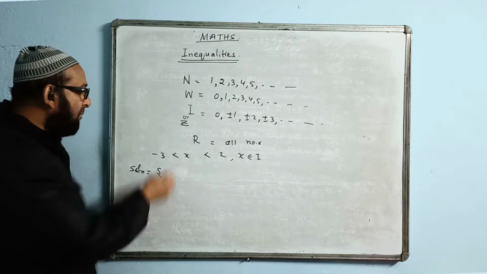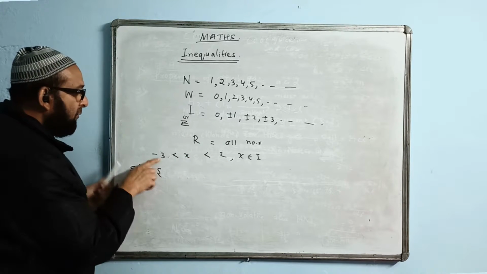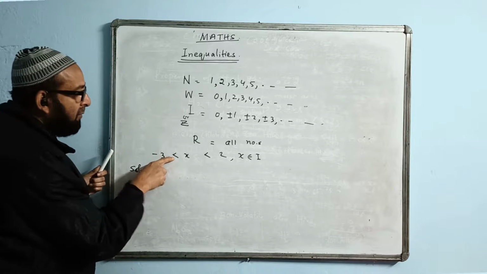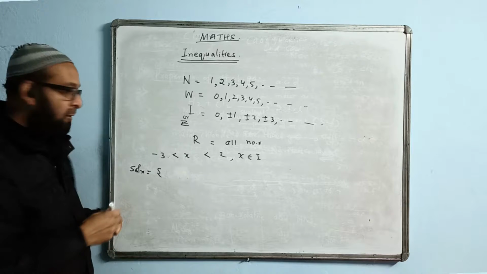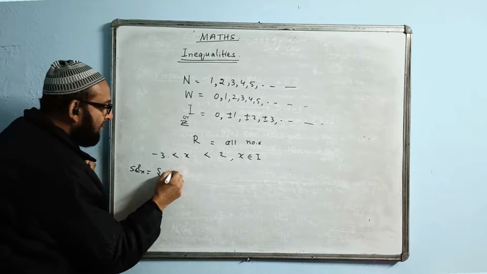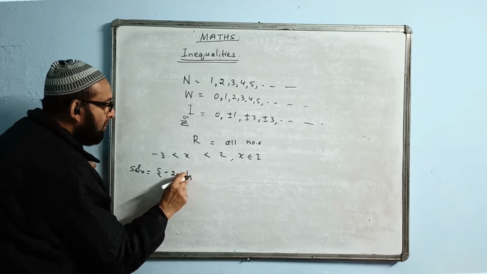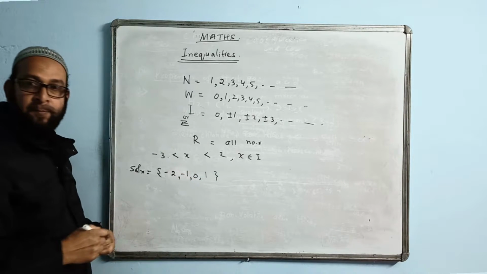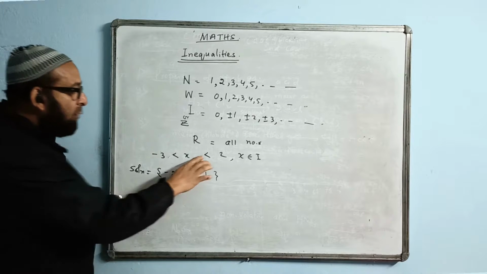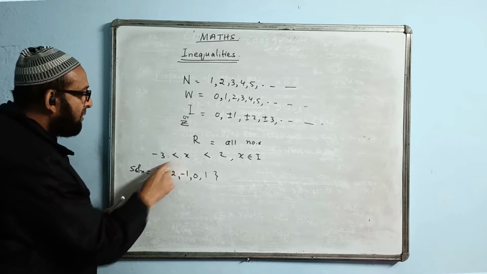What are the integers coming between -3 and 2? We cannot include -3 because there is no equal sign. We cannot include 2 because there is no equal sign. If there is an equal sign, we include that also. So our answer will come here: -2, -1, 0, 1, up to 1 like this. These are the answers. If there is an equal sign, we will include 2. If there is also an equal sign, we write -3.